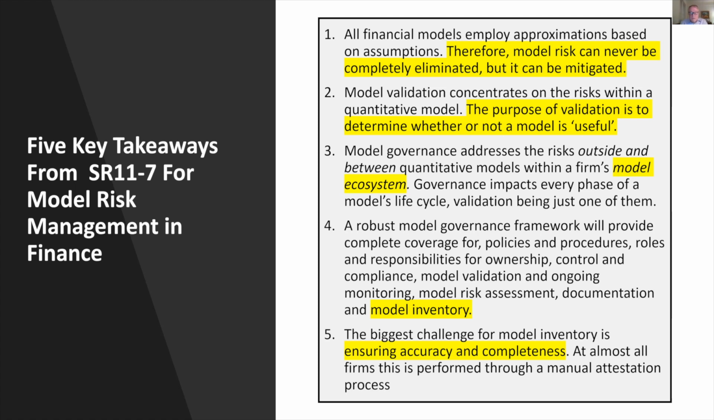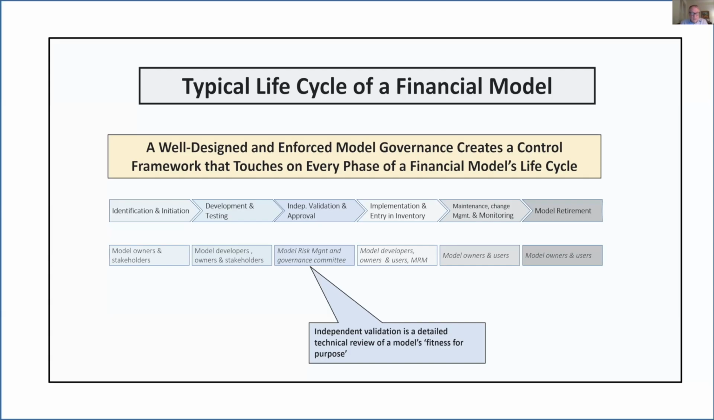So this is the typical life cycle of a financial model. Starting on the left-hand side with identification and initiation, then development and testing, that's first line of defense. Independent validation and approval, that's the second line of defense. It's right in the middle of that life cycle. In a well-run organization, new models cannot go into production without going through an independent validation process. Following validation, there's implementation into production and entry into the inventory. Then during the life of that model, as long as it's used, maintenance, change management, and ongoing monitoring.